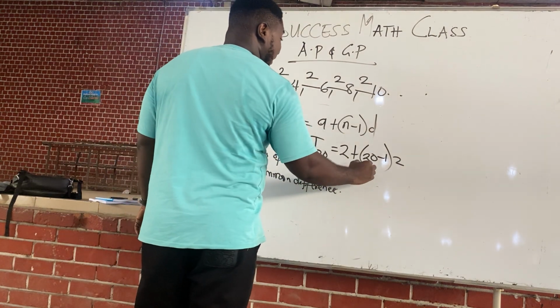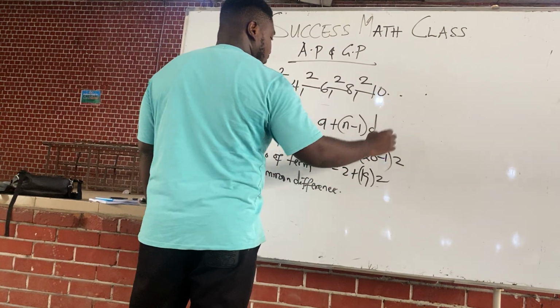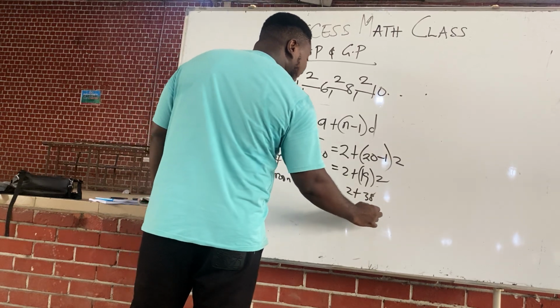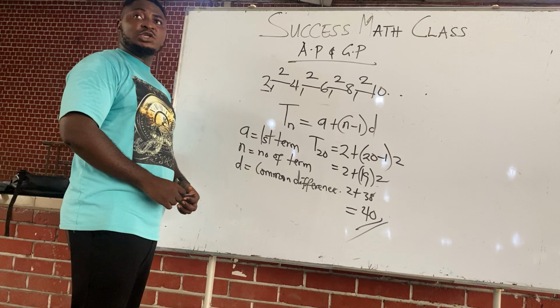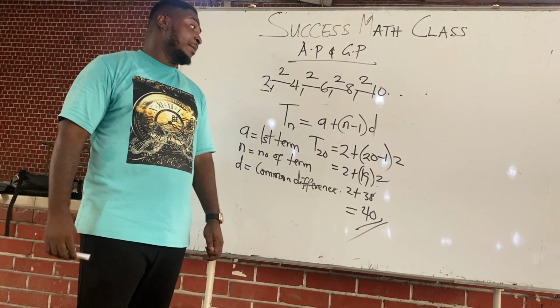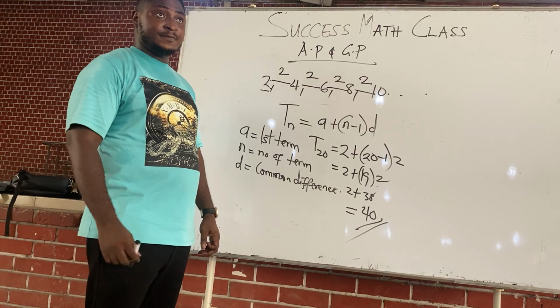2 plus 20 minus 1. 19 times 2 is 38, right? Yeah, 40. So the 20th term of this expansion is 40, class. The 20th term of this expansion is what? 40.